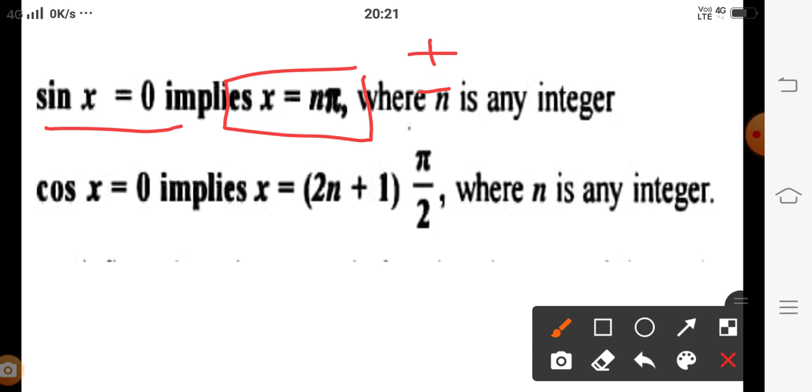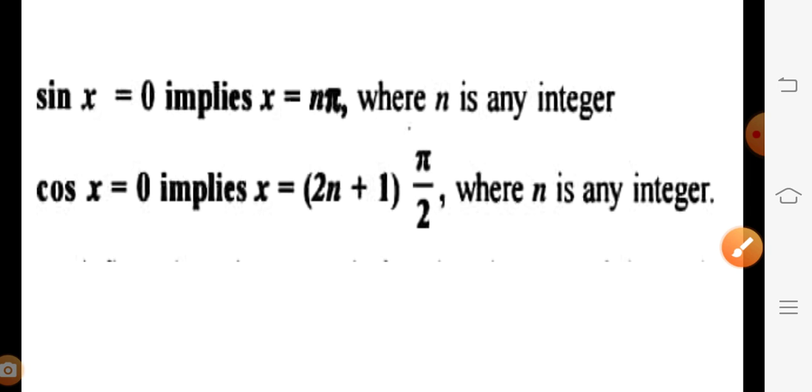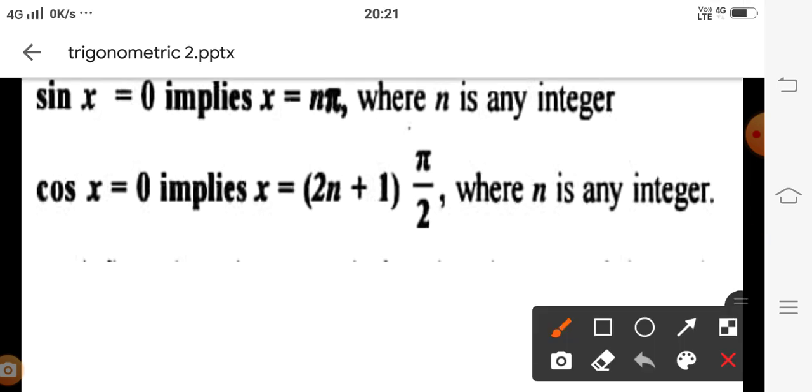Plus minus pi. If you are putting 1 in place of n, then what are we getting? 1 pi, plus minus 2 pi if you are putting 2 in place of n. Because n is any integer, if sin x is equal to 0, then x is equal to n pi.